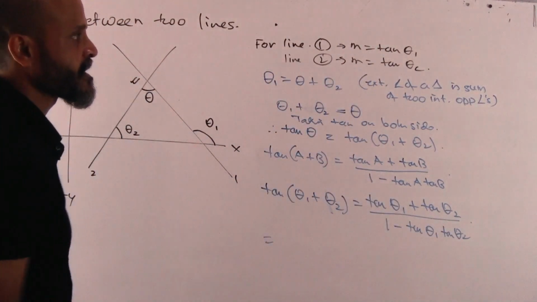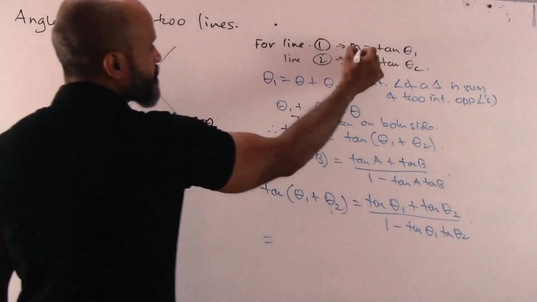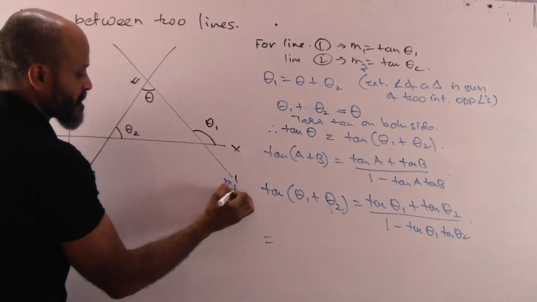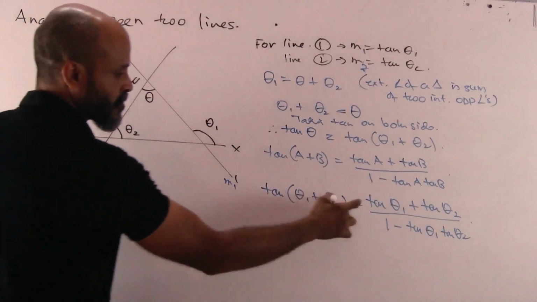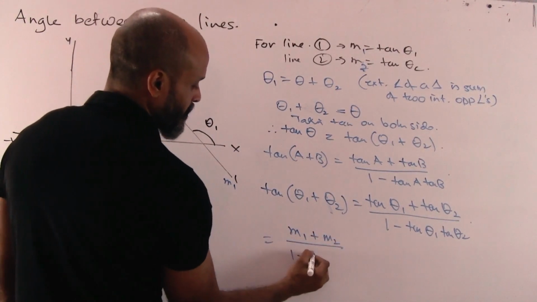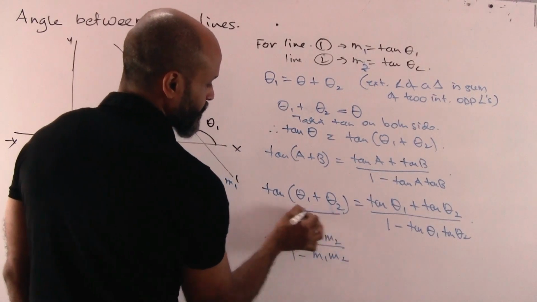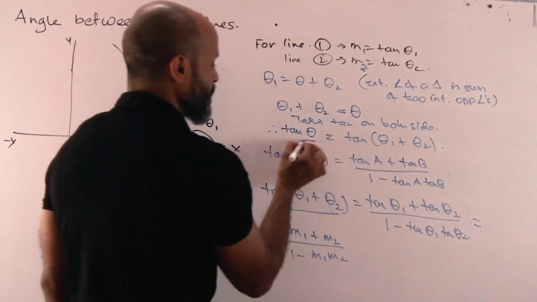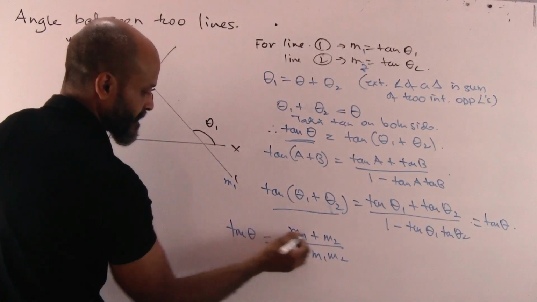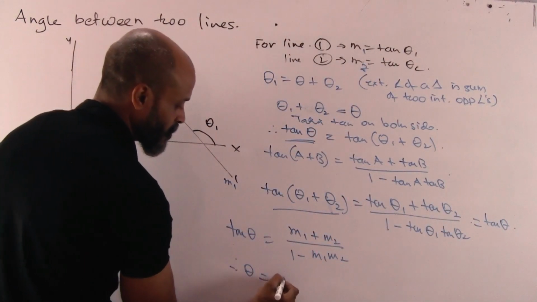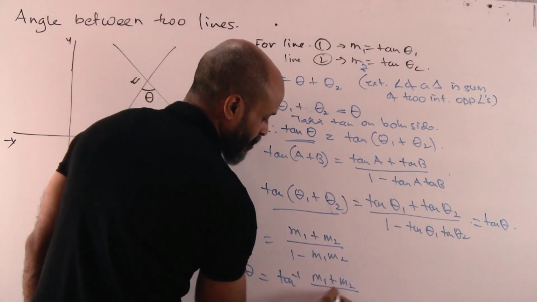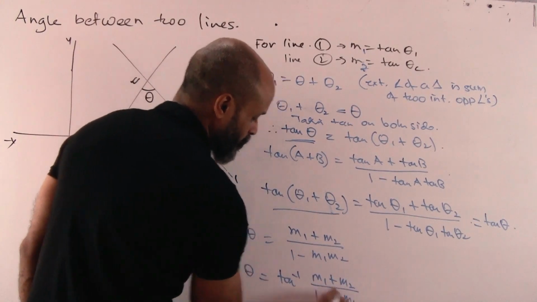So what do we have as tan theta 1? We have it as m1 and this is m2. The slope of this line is m1 and the slope of this line is m2. So we have m1 plus m2 upon 1 minus m1 m2, and this is equal to tan theta. So tan theta is equal to this. Therefore, theta will be equal to tan inverse of m1 plus m2 upon 1 minus m1 m2.